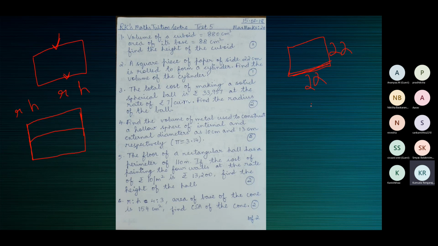When you roll it up to form a cylinder, the height of the cylinder will be 22. The other 22 will go to form the circumference of the circle, because you roll it up, right? Supposing the length becomes the height, the breadth is rolled up to form a circle. So it becomes 2 pi r. The other side becomes 2 pi r, which is 22.